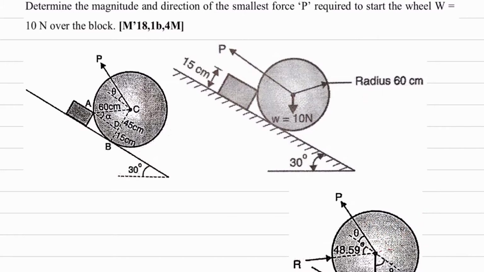So what is asked here is we have to calculate the smallest force P required. So this value should be smallest. We have to find magnitude as well as direction. So here if you consider, this P might be at some angle. So we have to basically calculate that angle theta as well as magnitude of P, the smallest force required to start the wheel, W equal to 10 Newton, over the block.